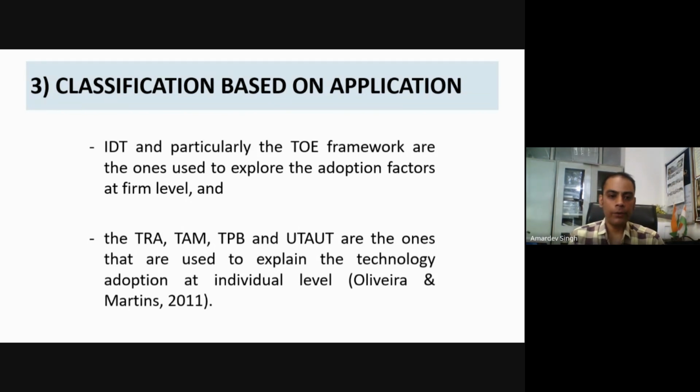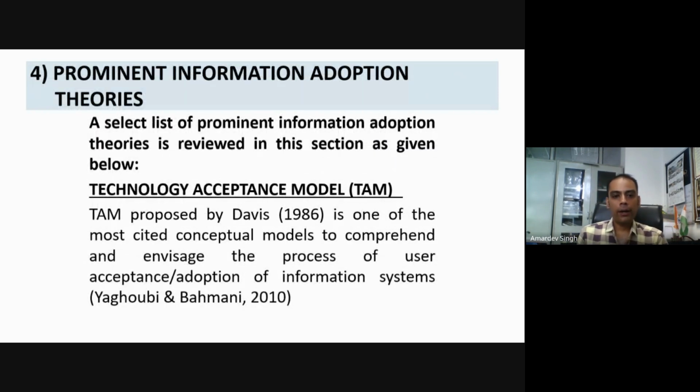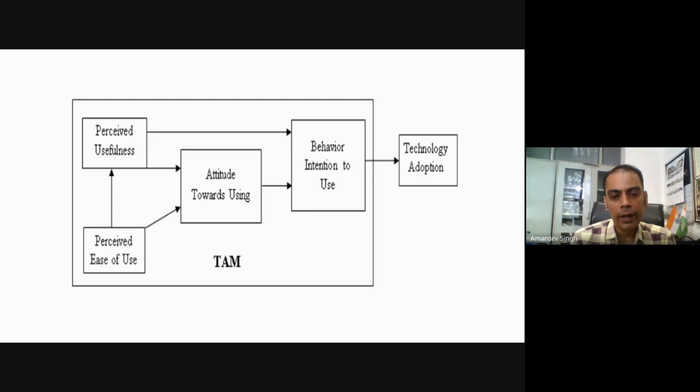And when we refer to the theory of reasoned action, technology acceptance model, theory of planned behavior, or unified theory of acceptance and use of technology, these are the ones that can be used to explain technology adoption at the individual level. That's it. So today I am going to directly come to this framework in context of the technology acceptance model.